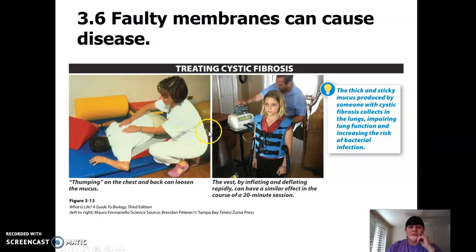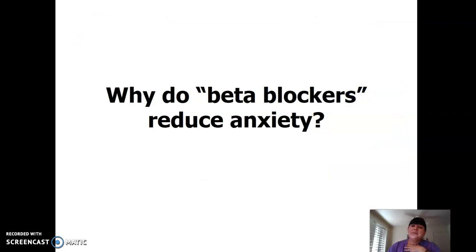So these poor people, right? This person's massaging this person to get that thick mucus out, or they have to get on a machine to help get that mucus out. And the problem is with cell membranes and proteins not doing their job right. Beta blockers, reducing anxiety. A lot of pharmaceuticals are working on the cell membrane.